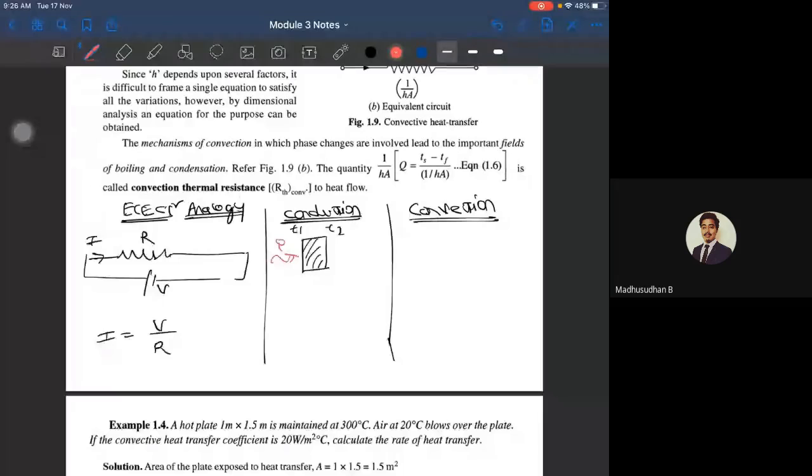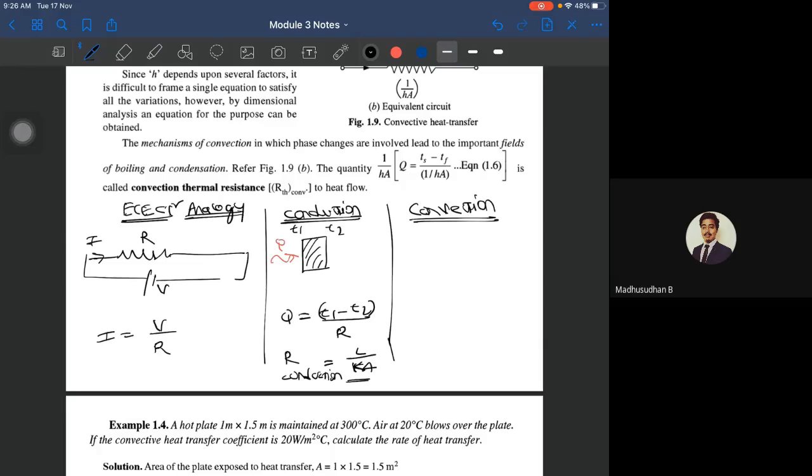In order to have the same sort of analogy, Q is the amount of heat transfer, which equals the potential difference, that is the temperature difference between these two, divided by the resistance, where the resistance for conduction is L divided by Ka. This is what we have learned, is it? L divided by Ka is nothing but your resistance for conduction.